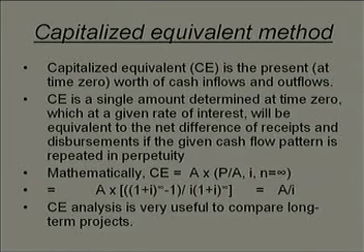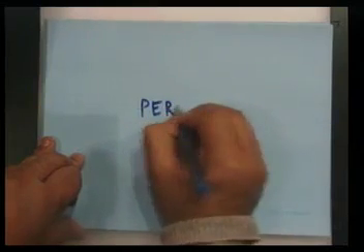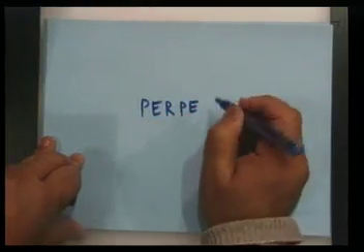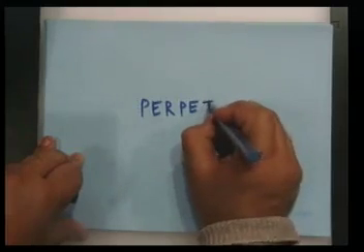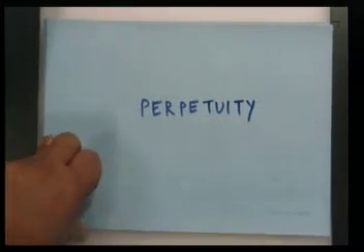And here we assume that whatever cash inflows and outflows are occurring, they are occurring throughout the life, and that particular term is known as perpetuity.